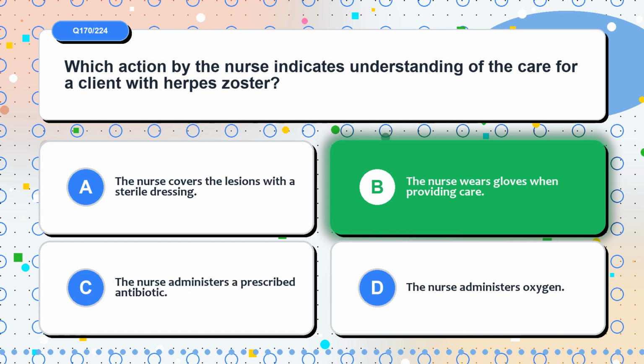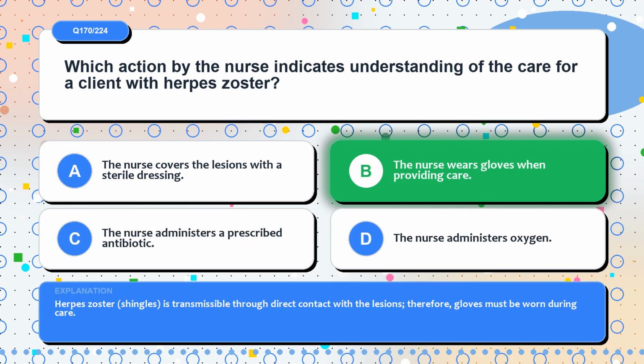The correct answer is option B. The nurse wears gloves when providing care. Herpes zoster, shingles, is transmissible through direct contact with the lesions. Therefore, gloves must be worn during care.